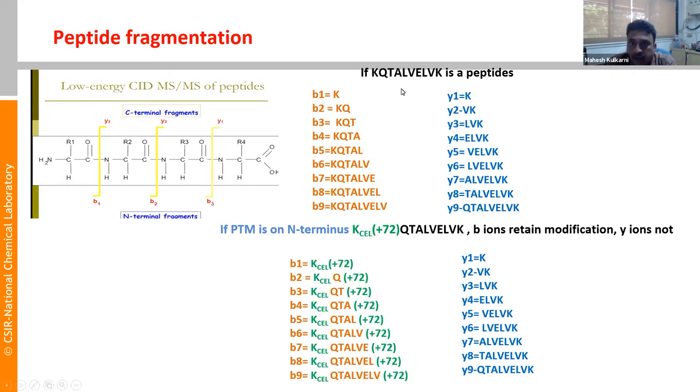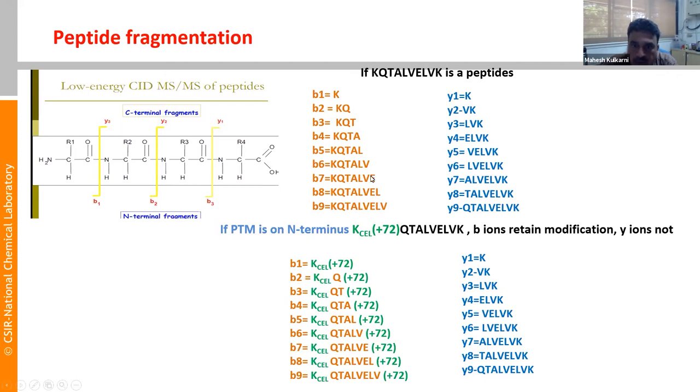Let's look at this cartoon again. Here, KQTALVELK is a peptide. If you fragment this peptide by CID, you will get B and Y ions. This is an unmodified peptide. So B1 will be K, B2 will be KQ, B3 will be KQT, B4 will be KQTA, and so on. Whereas Y ions will be from the carboxy terminus: Y1 will be K, Y2 will be LK, Y3 will be ELK, and so on.